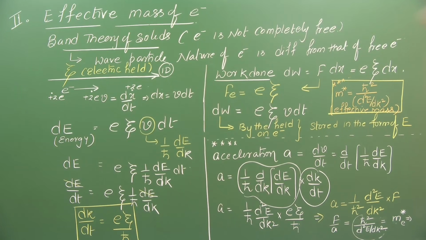Effective mass of electron. What is the answer you got? H cross square by d square E by dk square. Don't forget, very important, very important. Ready?